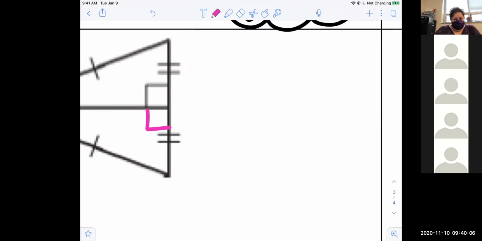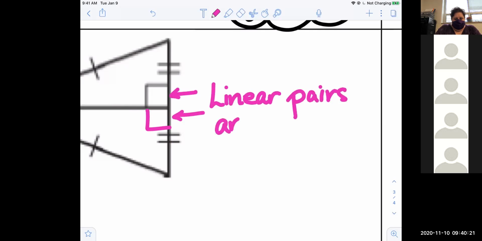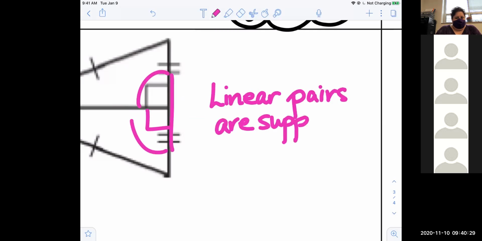This is a line, right? That's how much. Okay, so if we have 90 there, we're going to have 90 there, right? What we're actually using is linear pairs or supplementary. Your linear pair is those two angles that make up this line, right? So this one and this one are your linear pair, and they happen to be both right angles.